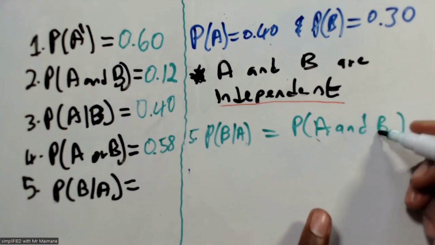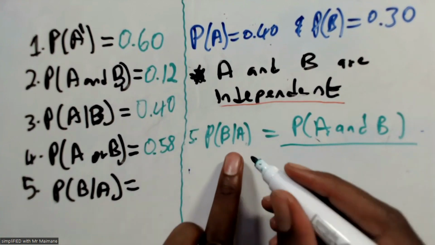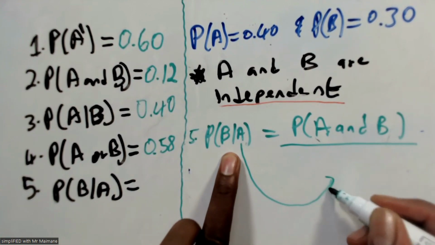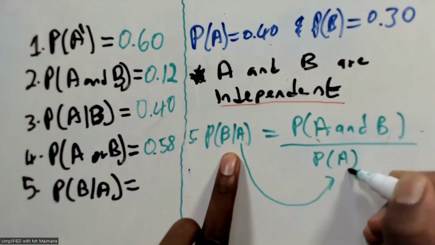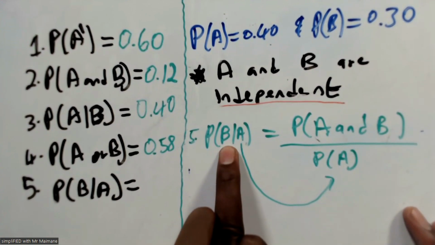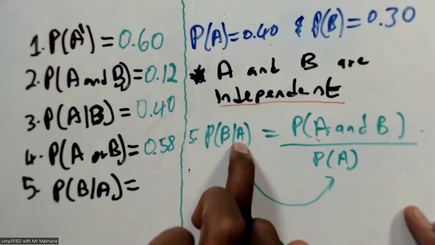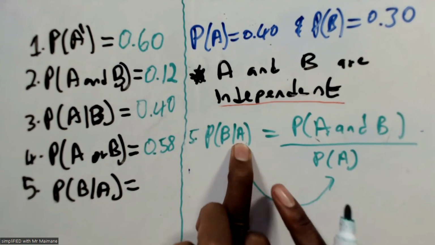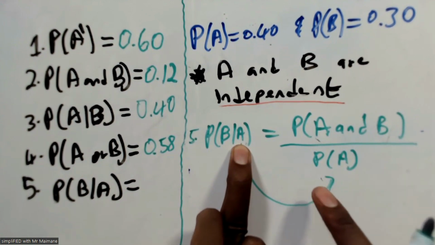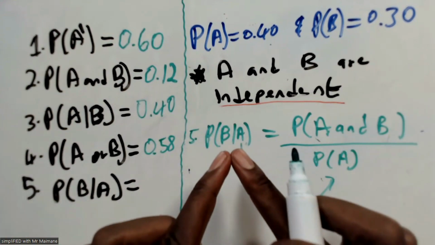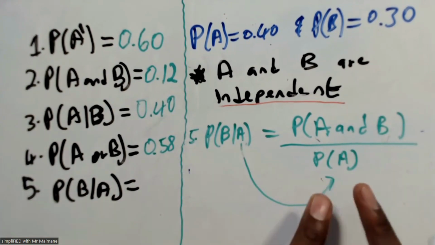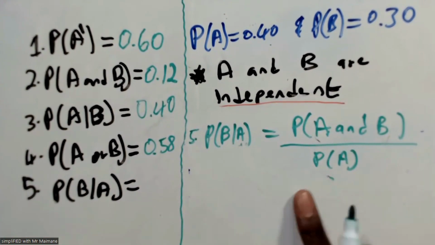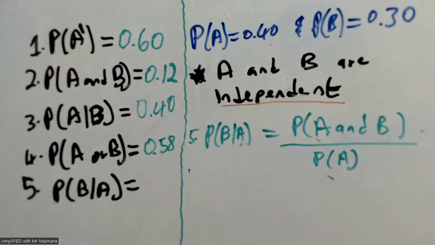So I can say probability of A and B, divided by the probability of A this time around, because we are looking for the probability of B in condition to A. So the event in front, you divide by its probability all the time, just like on the one for the probability of B and A, it was B in the bottom, like that. So that's what I wanted to explain first.